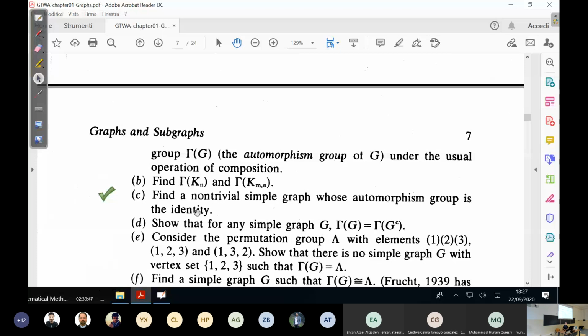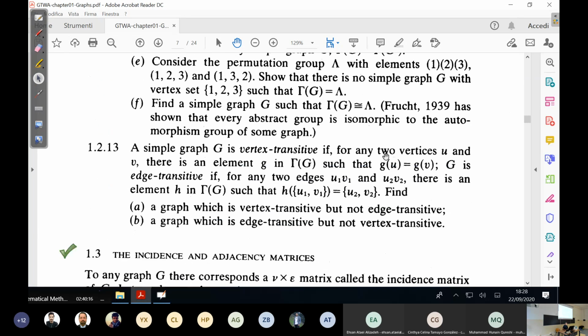Also this, no more than 15 minutes for finding a non-trivial simple graph whose automorphism group is the identity, meaning that it has as only possible isomorphism of it to itself just the identity. Each vertex to itself, each edge to itself, okay? I think this is a very nice example.